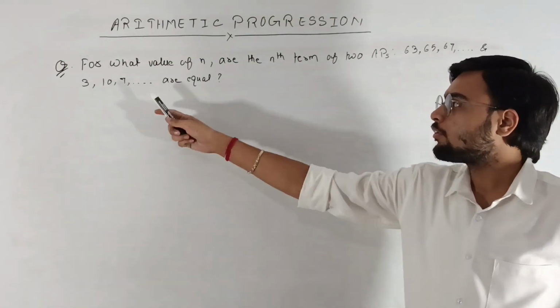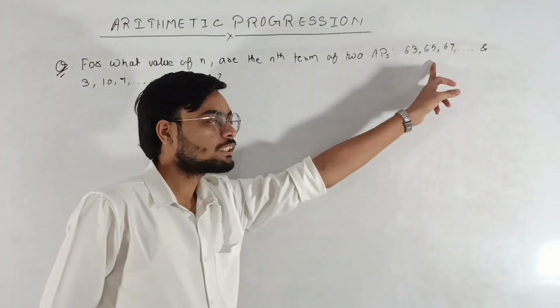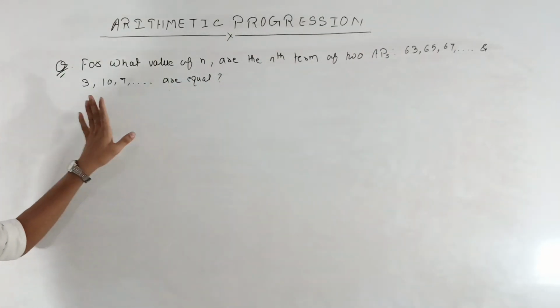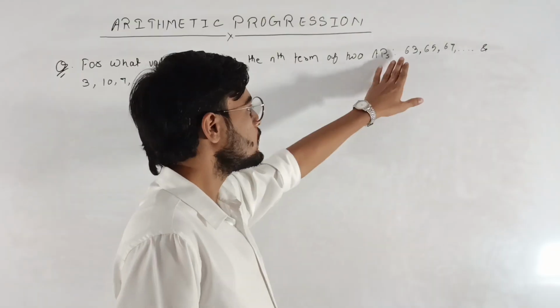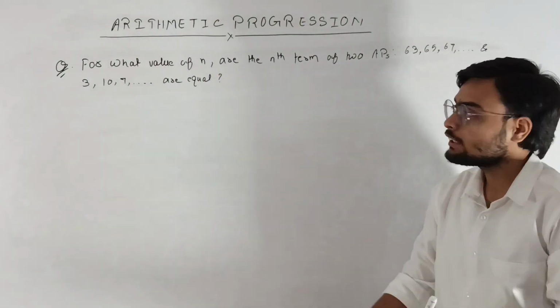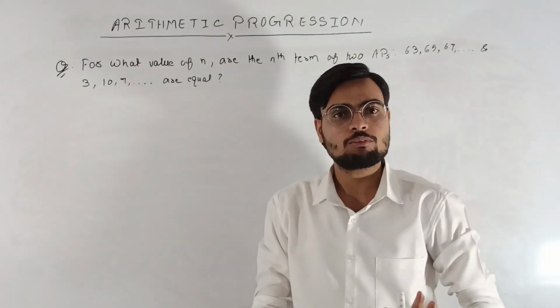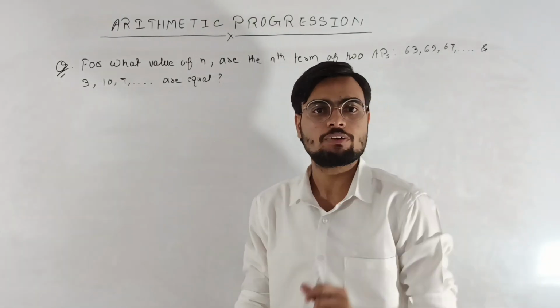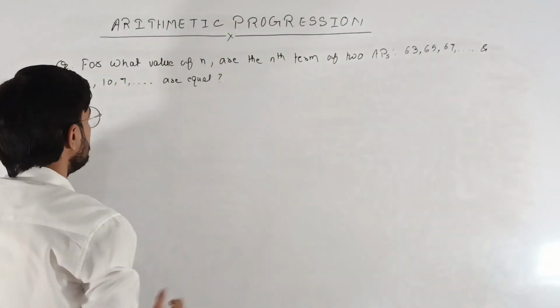The question is: for what value of n are the nth terms of the AP 63, 65, 67 and the AP 3, 10, 17 equal? Look, we have two APs. The first AP is this, and the second AP is this, and we have to find the value of n for which the nth terms of these two APs are equal. The question says that the nth terms of these two APs are equal. Then find the value of n.